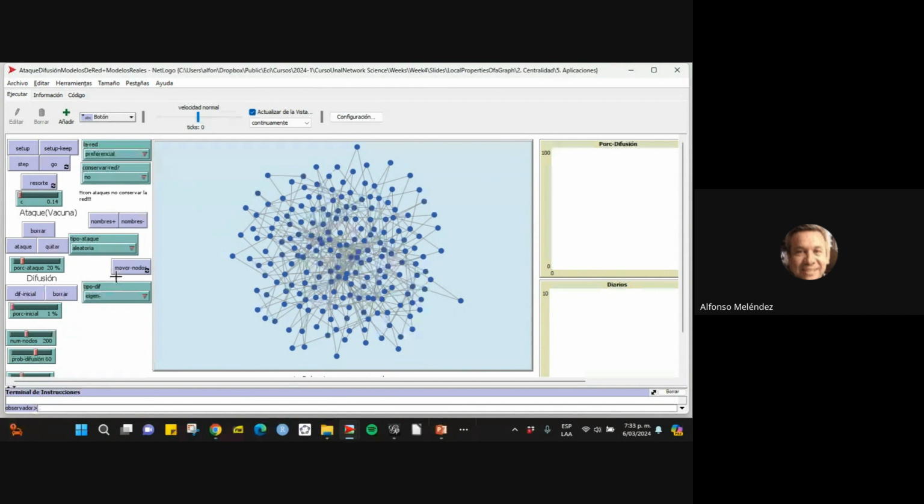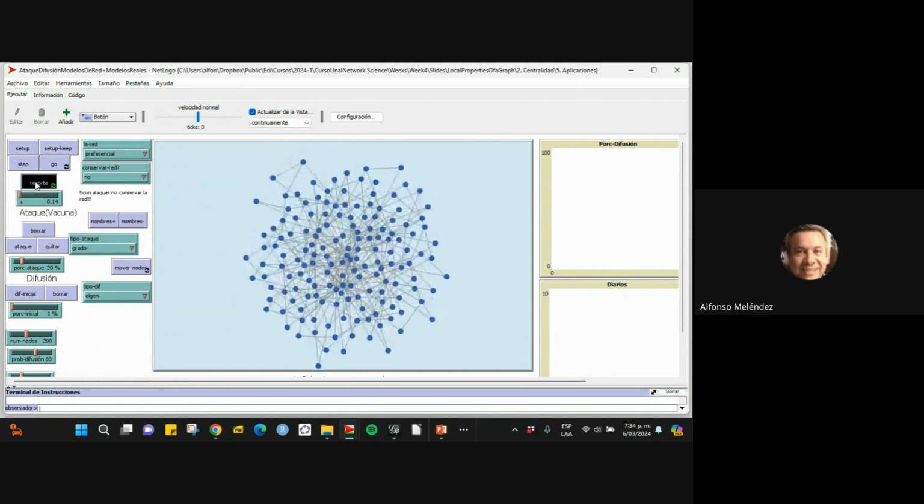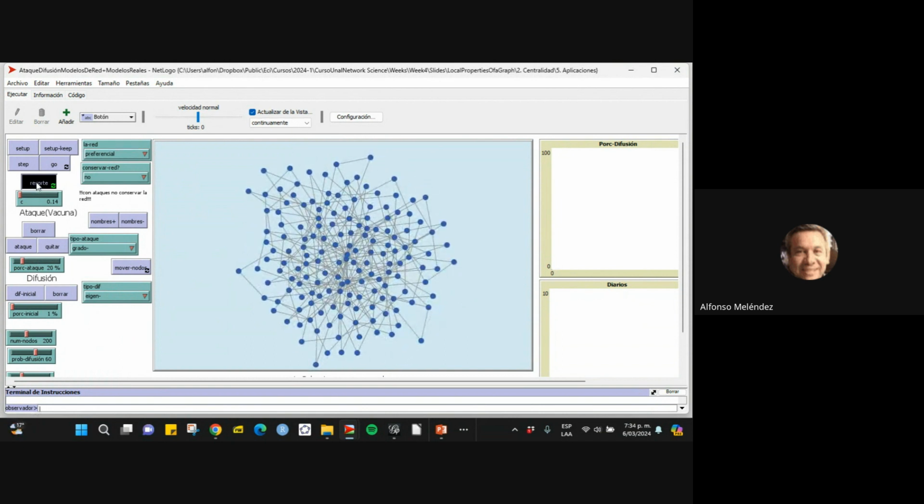I'm going to attack this network with the nodes that have minimum degree. Twenty percent of these nodes are going to disappear, the nodes that have minimum degrees. Look, these are these nodes. They are going to disappear. Okay? And look, the network remains stable. It was not destroyed.